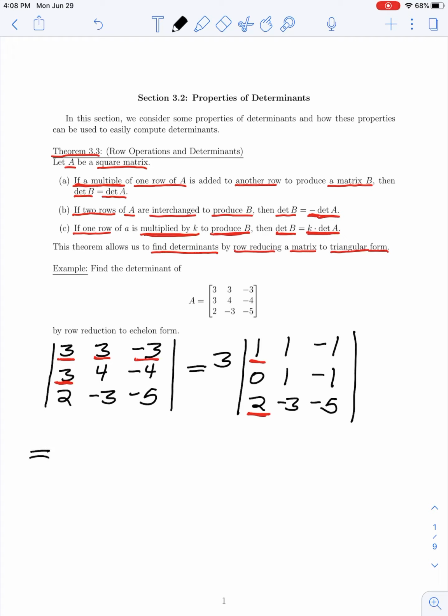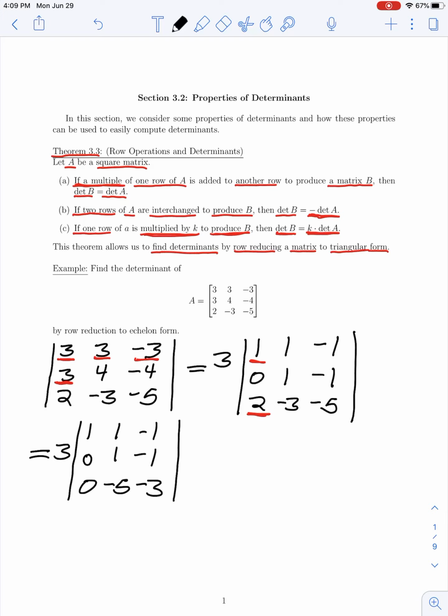So we know by property 1 of Theorem 3.3, that sort of row operation would not change the value of the determinant. So we still have our 3 times the determinant of 1, 1, negative 1, 0, 1, negative 1. And performing the indicated operation, we would have a negative 2 plus 2 is 0, negative 2 plus negative 3 is negative 5, and then a positive 2 minus 5 leaves us negative 3.